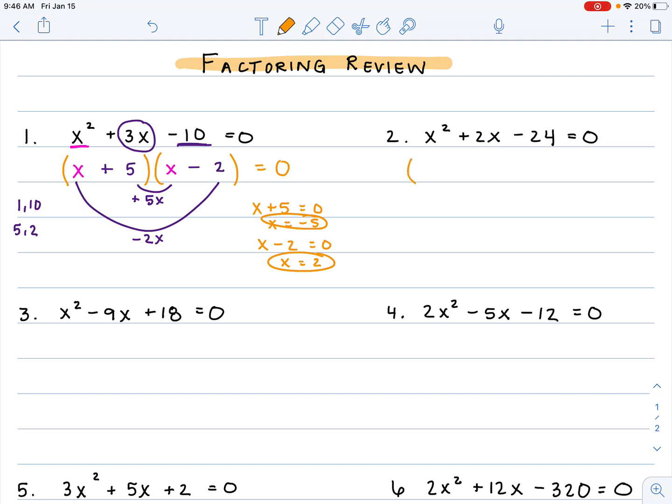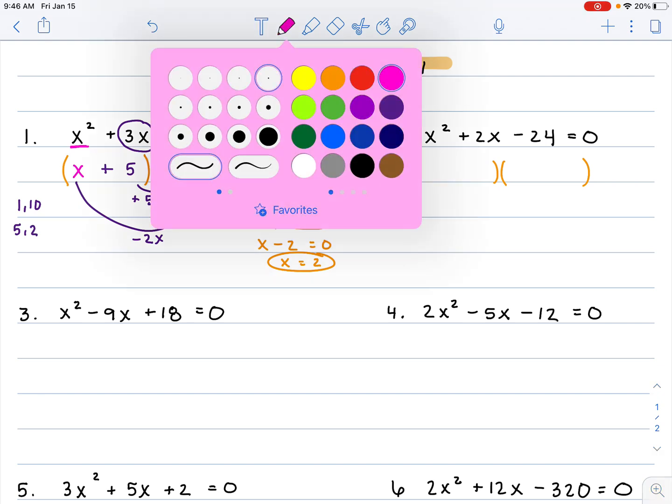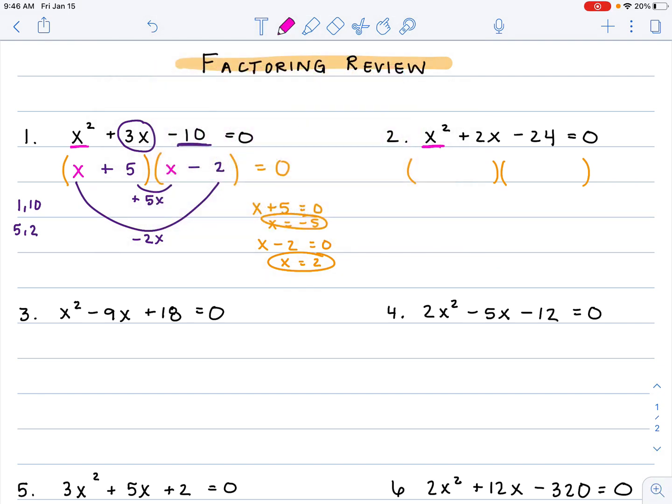We've got x squared plus 2x minus 24. So we're going to create our parentheses. Okay. First up, what times what gives me x squared? X and x. And then we're going to be looking at what times what gives me 24, but we want it to add or subtract to 2. So let's think of the factors of 24. We've got 1 and 24. I don't think I could add or subtract 1 and 24 to get 2x. So I don't think it's going to be that one.